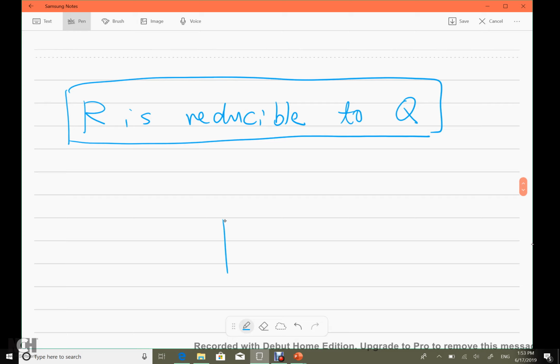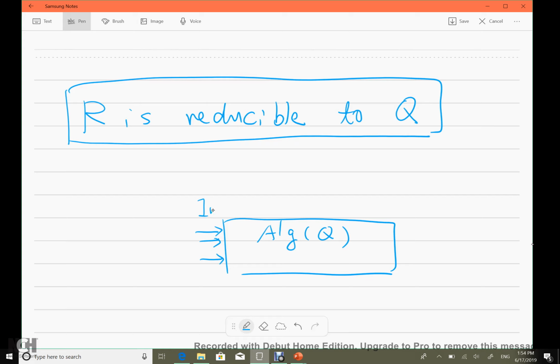Let's assume we know the solution or algorithm for the Q problem. This one, we have input. This is the input for Q, and this is the output, if we know about that.